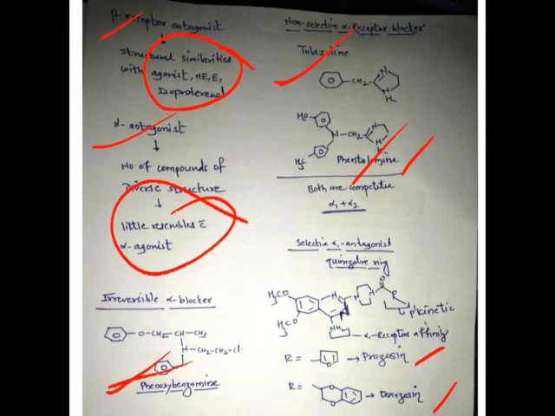Now we move to the next part, the selective alpha 1 antagonists. They have quinazoline in their structure. Examples are prazosin, doxazosin, terazosin. These are the examples which come under the alpha 1 antagonists. Write down the structure of prazosin and doxazosin. If this R is this one, it becomes prazosin. If the structure is in this form, the drug becomes doxazosin. Okay, please write down the structures of prazosin and doxazosin.